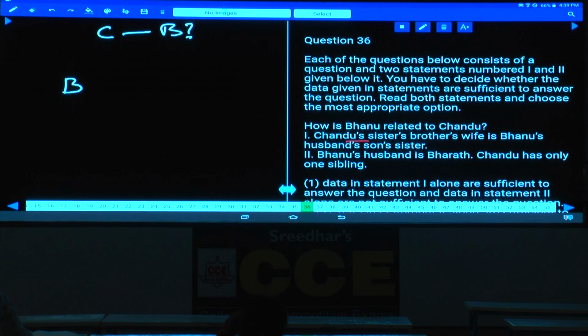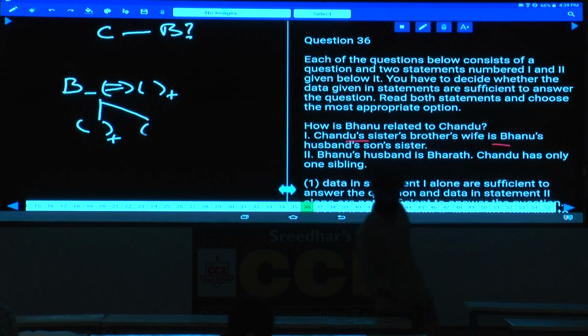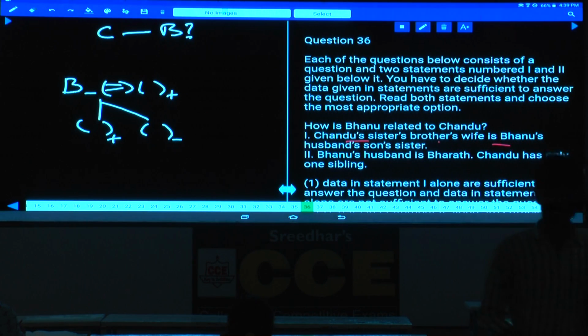Now, this Banu's husband, Banu's husband's son, and this Banu's husband's son's sister. Now this son's sister is Chandu's sister's brother's wife. Chandu is here.